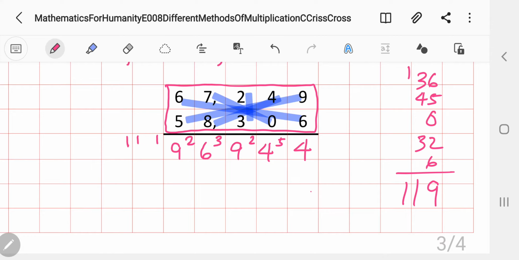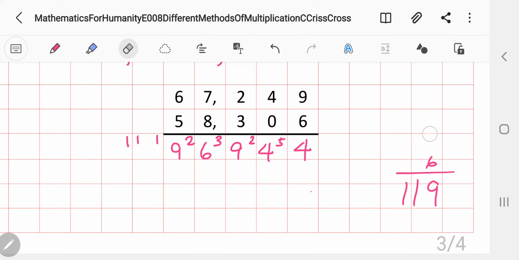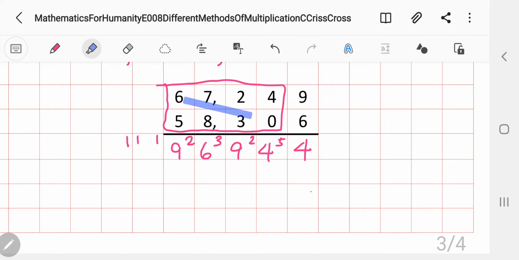That's 119. And now, since we have reached the last column, we will now reduce the rectangle towards the left. So this one I have to erase, and I have to erase this. So I will just enclose this one here, and then do the crisscross. 6 times 0 would be 0, and then 5 times 4 would be 20. 7 times 3 would be 21, and then 8 times 2 would be 16.